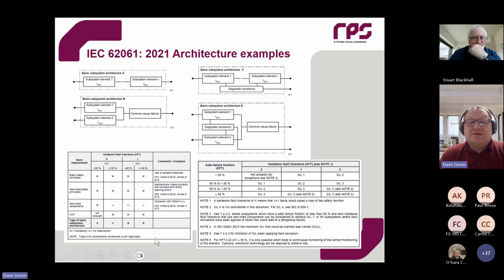And then it gives us our hardware fault tolerance table. Once we know the safe failure fraction of the device and the hardware fault tolerance, it will then give you the achieved architecture based on what you're designing. The table's almost identical to the one in 61508, with a few notes in there for things like SIL4 not being considered within the standard. So go off and look at 61508 Part 1.